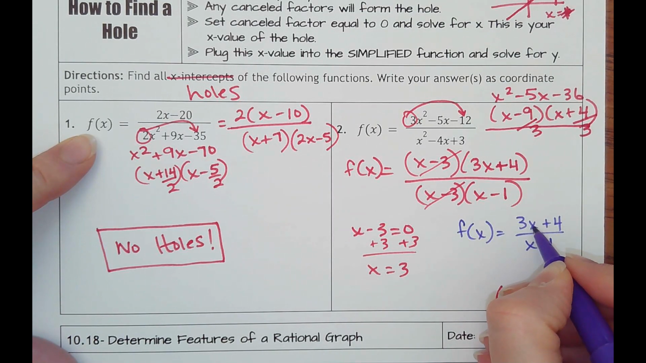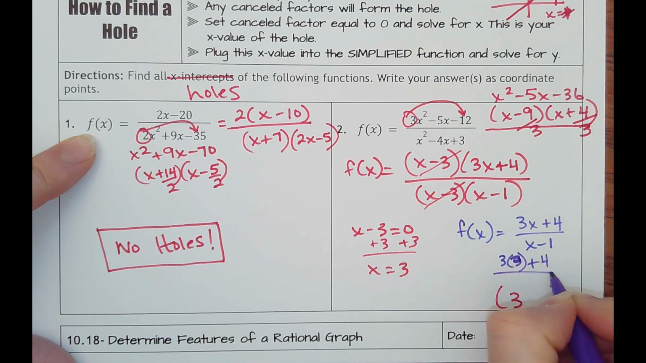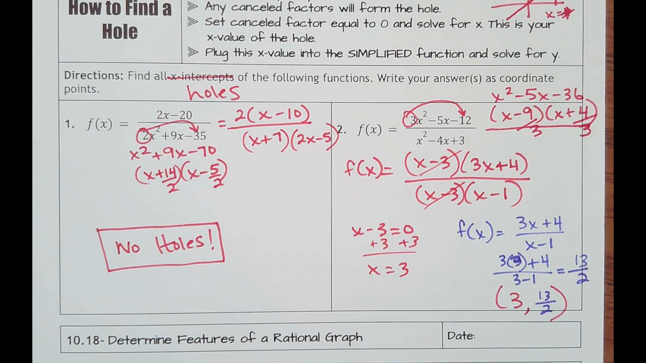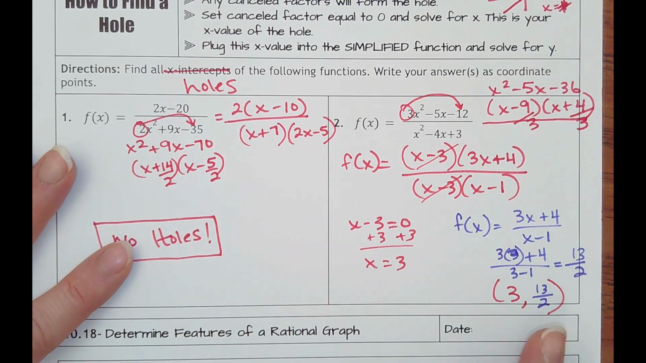So that would be 3 times 3 is 9, plus 4 is 13, and then 3 minus 1 is 2. So we get 13 halves. You can leave it like that. You could make a decimal if you wanted. 12 divided by 2 would be 6, so that'd be 6.5. But that is the point.